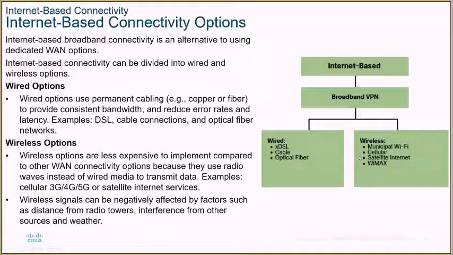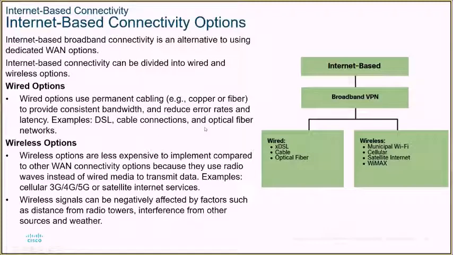Okay, internet-based connectivity. And so we have both wired and wireless options, of course. So internet-based broadband connectivity is an alternative to using dedicated WAN options. And so with the wired options, you can use permanent cabling, be that copper or fiber, to provide consistent bandwidth and reduce error rates and latency. So DSL, or digital subscriber line, and of course the x here means that there are several different standards depending on your needs. There are cable connections, so that's your pay TV basically, so your coaxial cable, and then optical fiber as well, of course, are options.